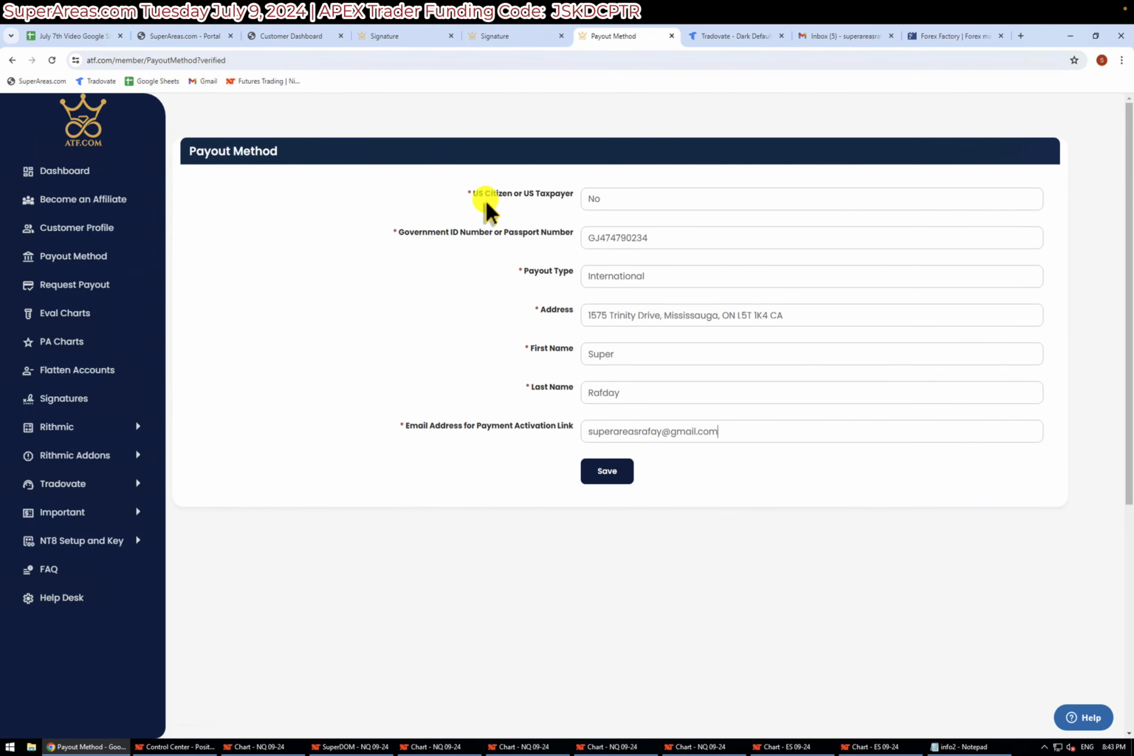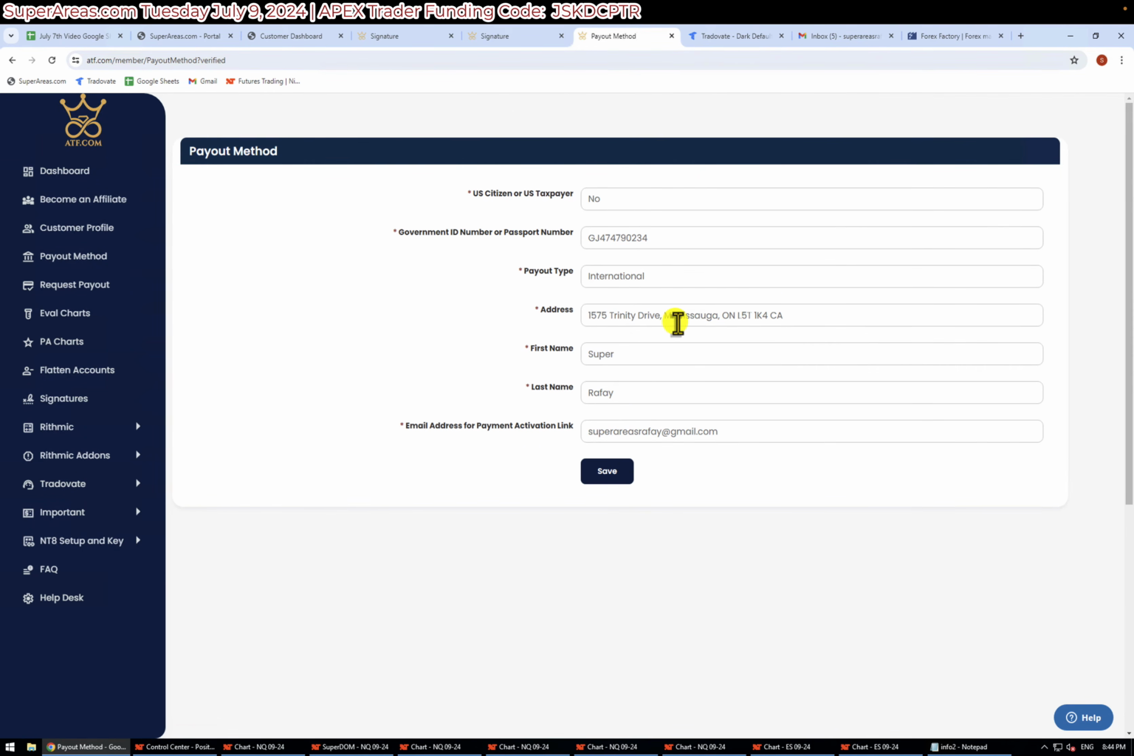If you were in the US, of course, you would hit yes for US, and then you would do local because it allows you to do direct deposit within the US. For anybody outside of the US, you have to hit no, and put in your government ID like a driver's license or a passport number. Of course, your name must match. If you have any issues, they will not issue a payout. It'll just get delayed. So make sure you fill out the forms properly.